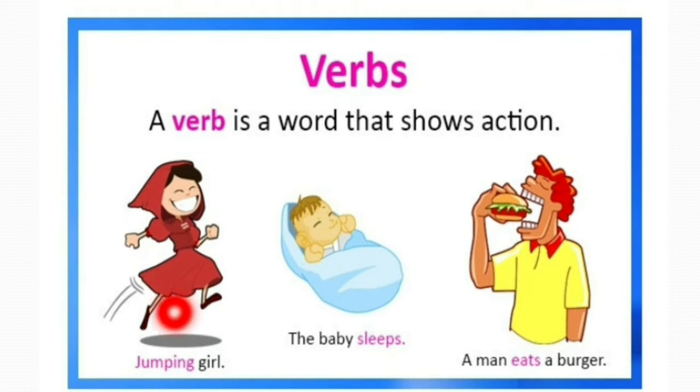So you can see here jumping, girl, sleeps, eats, all the words have ing here, s here, s here also. So whenever you are writing with any third person singular number, that time we have to add s or es with the verb, that you have already seen in your previous class. As the baby is a singular number, that's why we have to add s with the verb, that means sleeps. But actually the main verb is sleep.